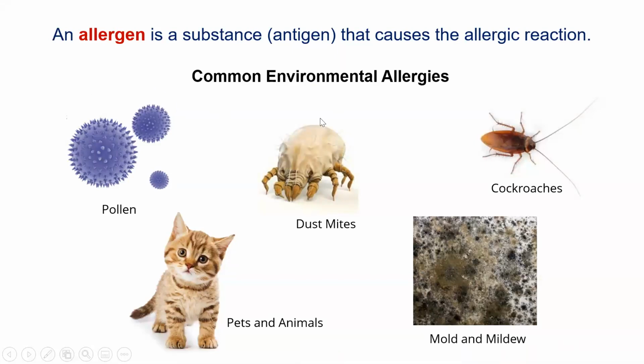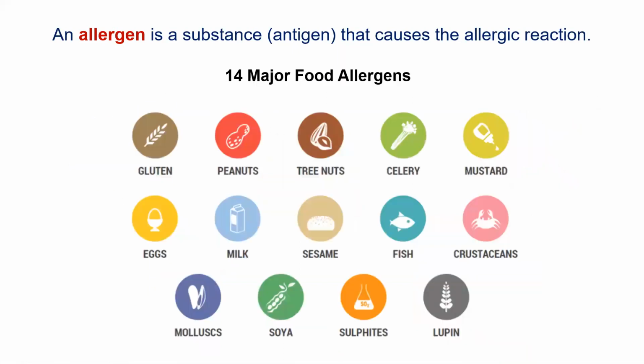Again, these usually fall into 2 categories. Environmental, we talked about some of these already: pollen and pets and animals. And then, of course, sometimes people classify things as food allergies as well, because we're trying to watch what we eat. And there are some major food allergens. So you can see peanuts are on here, sesame, fish, soy, and so on.